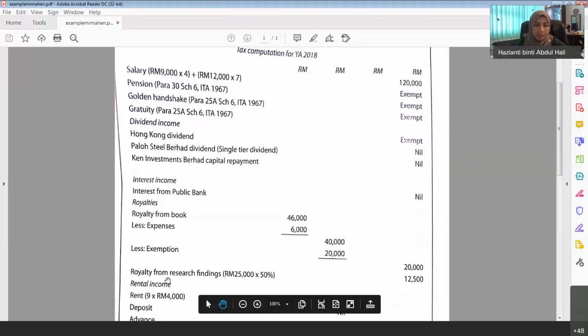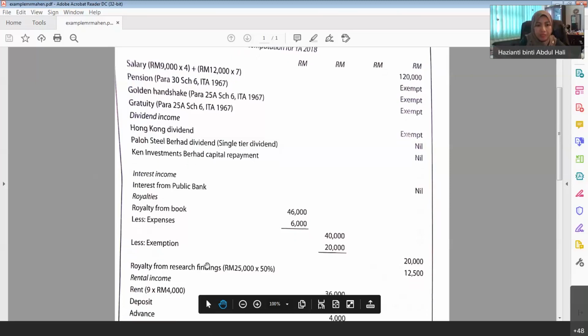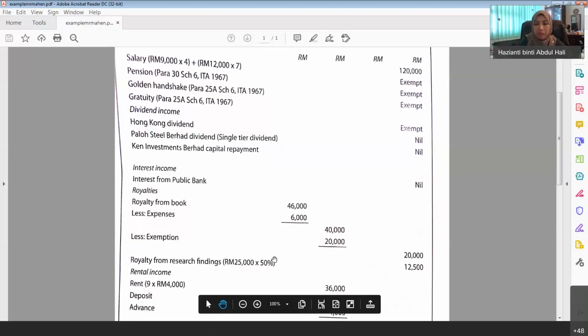And remember in the question, there are the research findings, royalty from research findings. Okay, this part I haven't discussed with you. For research findings, the government automatically gives 50% exemption. So for these research findings, he gets 25,000, with 50% exempted. This is under, I didn't put it in the notes, this is actually under a public ruling. So whenever you see royalty from research findings, the exemption is up to 50%. Just multiply directly, 25,000 times 50%. So the income that will be taxable is 12,500.